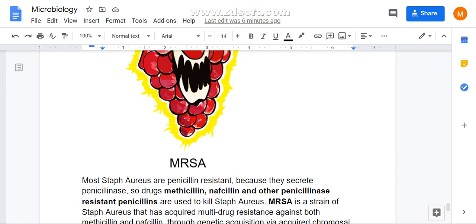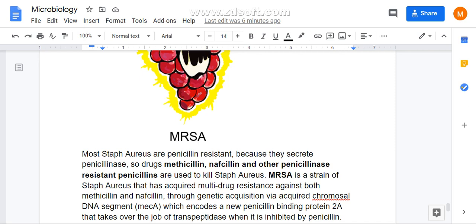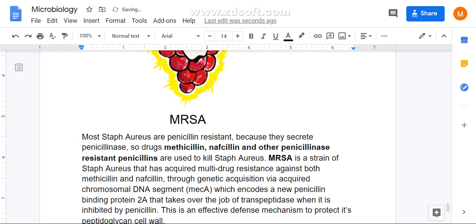So most Staph aureus are penicillin resistant because they secrete penicillinase. So penicillinase-resistant penicillins like methicillin or nafcillin are used to kill Staph aureus instead of regular penicillin. MRSA is a strain of Staph aureus that has acquired multi-drug resistance against both methicillin and nafcillin through genetic acquisition of a chromosomal DNA segment, mecA, which encodes a new penicillin binding protein 2A that takes over the job of the transpeptidase when it is inhibited by penicillin, right? This is an effective defense mechanism to protect its peptidoglycan cell wall.